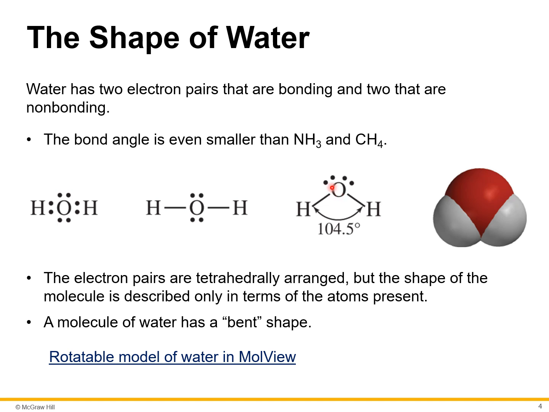If we did not have these lone pairs on water, so if you drew the Lewis structure and there were no lone pairs on your structure, it would not be bent. It would be something called linear, which is similar to CO2, which we'll talk about in a second. But water, as you've seen in textbooks, is a bent molecule. And why is it bent? It's because of these lone pairs.